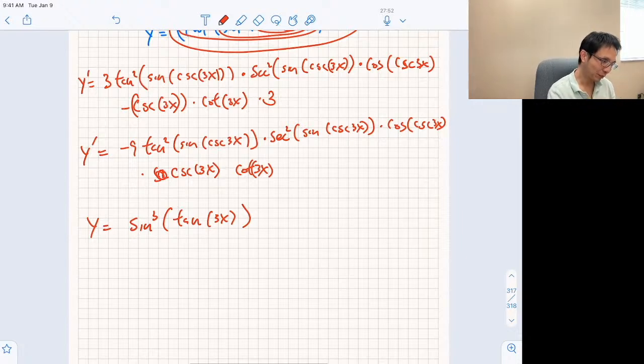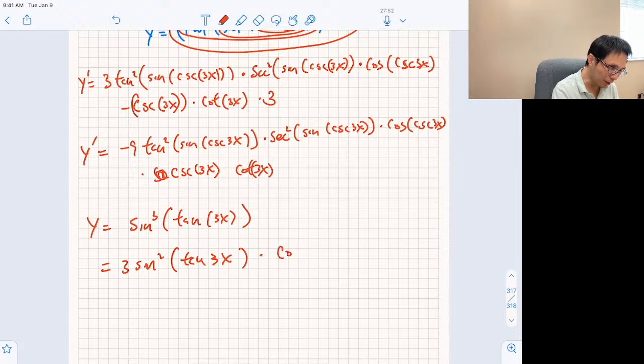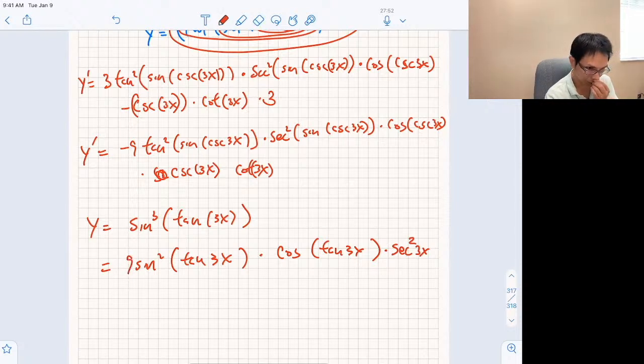That is correct. Okay, so 3 sine squared of tangent of 3x, and then cosine of tangent of 3x, and then the derivative of the inside there was secant squared of 3x times 3. So times 3. So this one will change it to 9. And that's the final answer.